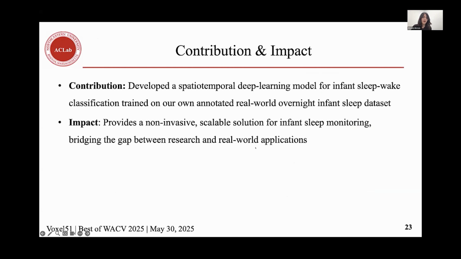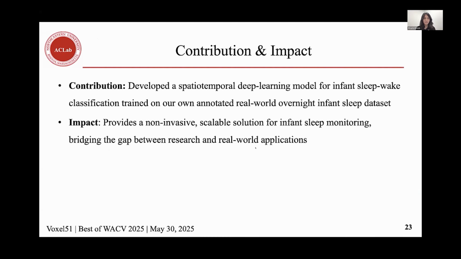So from this work, we were able to develop this spatiotemporal deep learning model for sleep-wake classification, trained on our own annotated real-world overnight infant sleep data set. And this creates a non-invasive, scalable solution for infant sleep monitoring that bridges the gap between research and real-world applications.